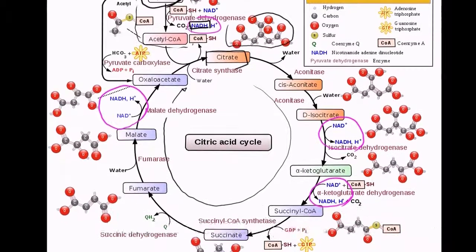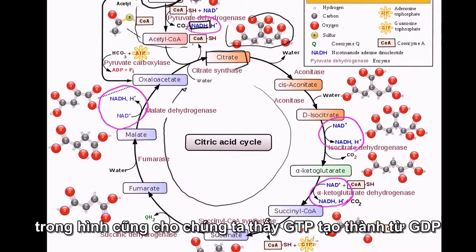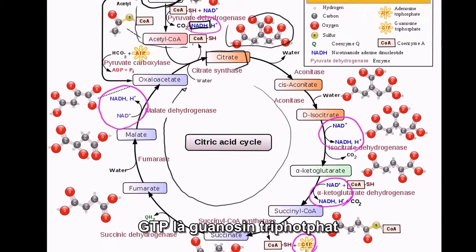Now we have, in this diagram, they say GDP gets formed into GTP. The GTP is just guanosine triphosphate. It's another purine that can be a source of energy. But then that later can be used to form an ATP. So this is just the way they happen to draw it, but this is the actual ATP that I drew in the diagram on the top.